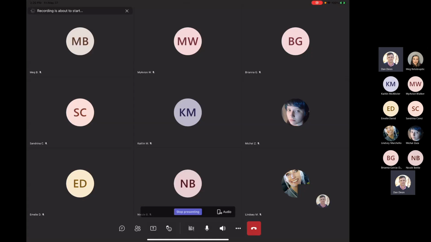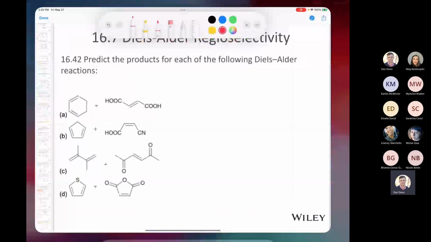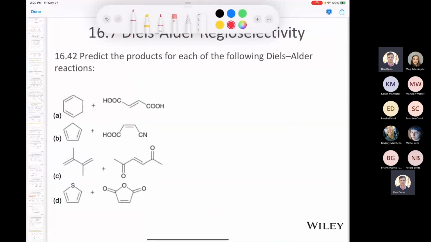So again, it's a question right out of our textbook, as always. Alrighty. Let's see. It says predict the products for each of the following Diels-Alder reactions. Well, the first thing I notice about A is that we have a cyclic diene. So that means we're going to form a bicyclic compound. So our compound is going to be bicyclic.